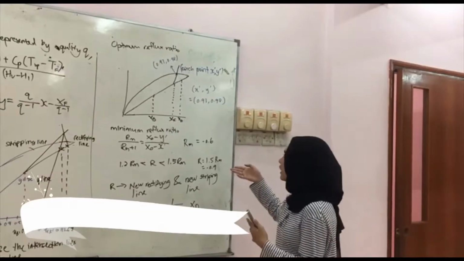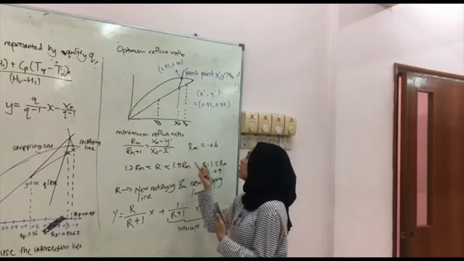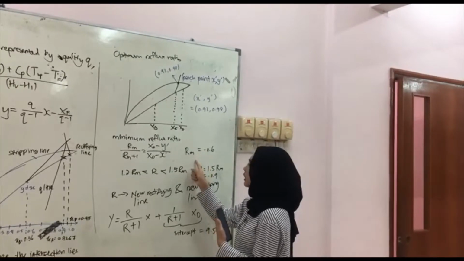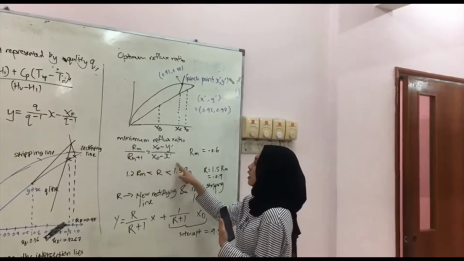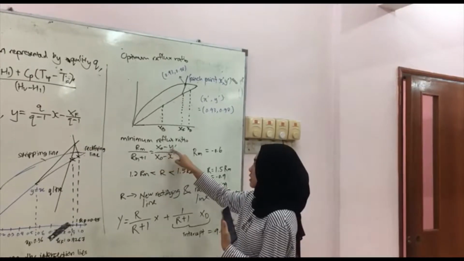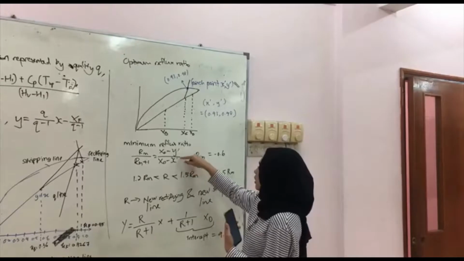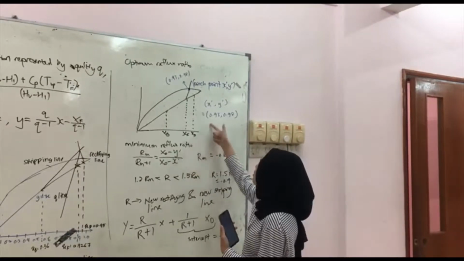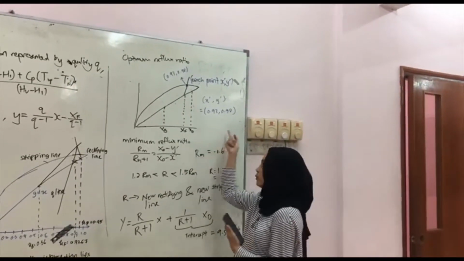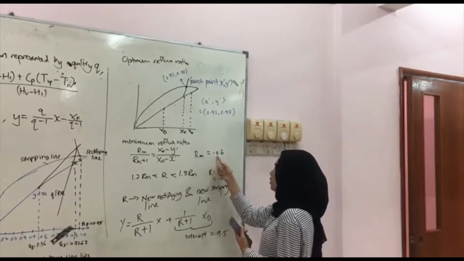To calculate the minimum reflux ratio, we can obtain it from this equation: Rm over Rm plus 1 equals Xb minus Y prime divided by Xb minus X prime. Both of these are the pinch point values. Then we calculate, and we got negative 0.6.